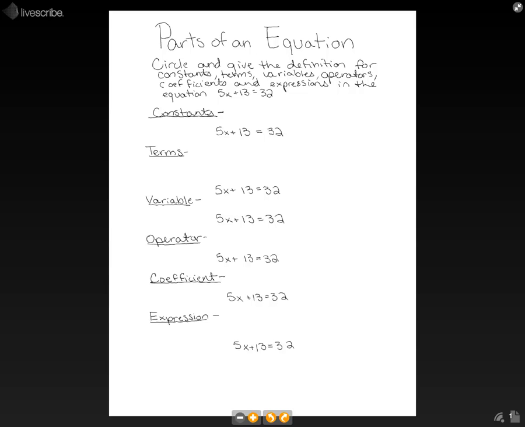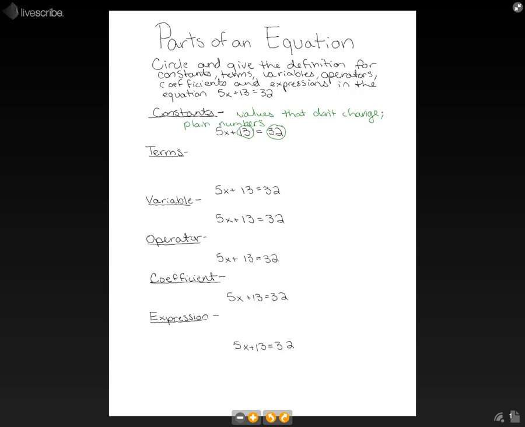So first, let's define constants. Constants are values that don't change. So essentially, they're just plain numbers. So when we look at our equation here, we have 5x, but that has the x in it, so that means that it can change for different values of x, so that wouldn't be a constant. But our 13 and our 32 don't have variables multiplied on, so they would be constants. So they're not going to change no matter what variable we add.